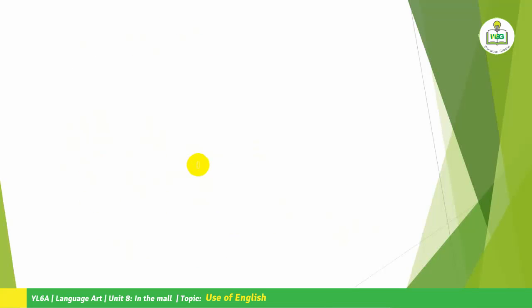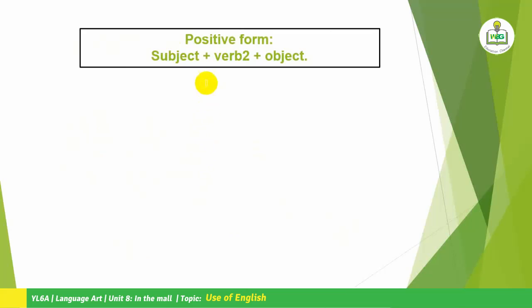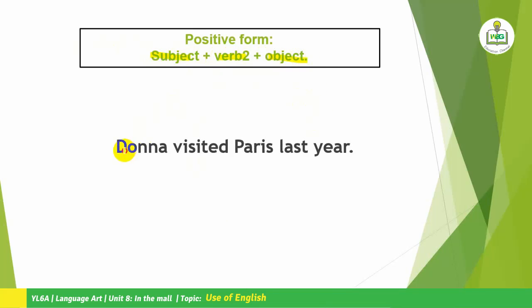We also learnt about the three forms of past simple tense. They were: 1. The positive form. In this form we have the subject, verb 2, and the object. For example, Donna visited Paris last year. Donna is the subject, visited is verb 2, and the object is Paris.